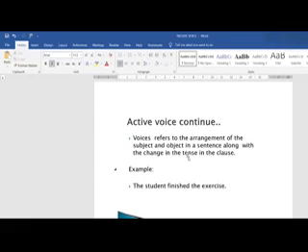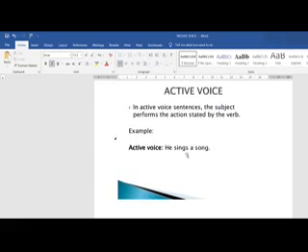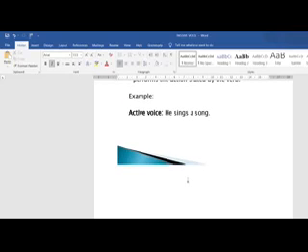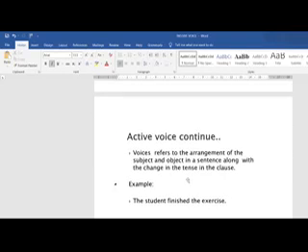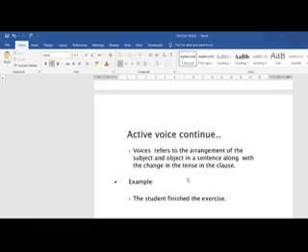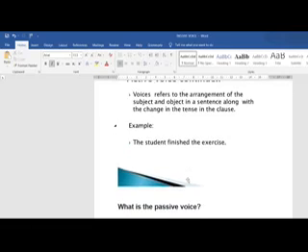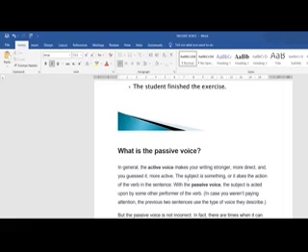Here, the student finished the exercise, and it was written, he sings a song. Depends. And if I say a song is sung by him or the exercise was finished by the student, in that case you could understand what I told and what is written there.